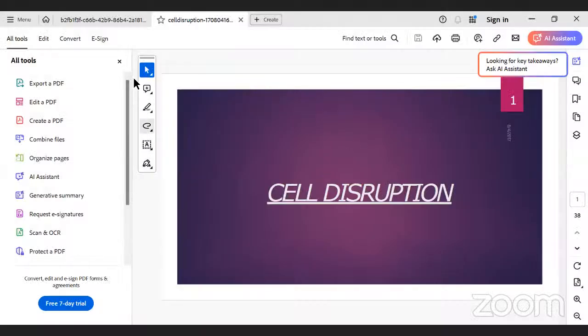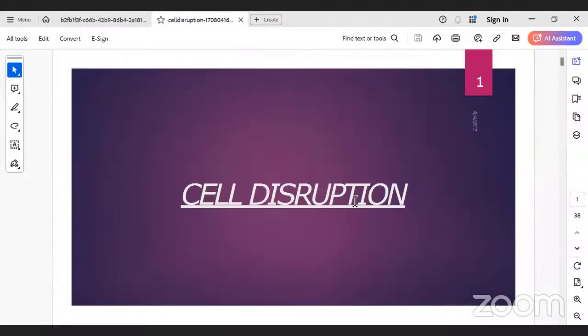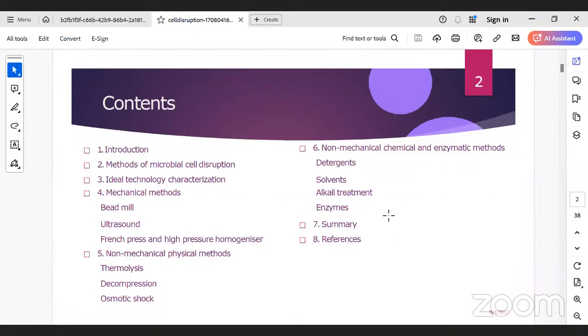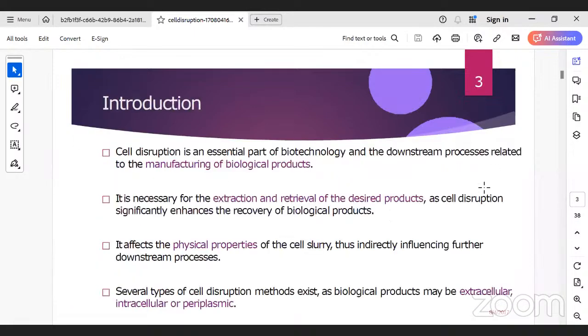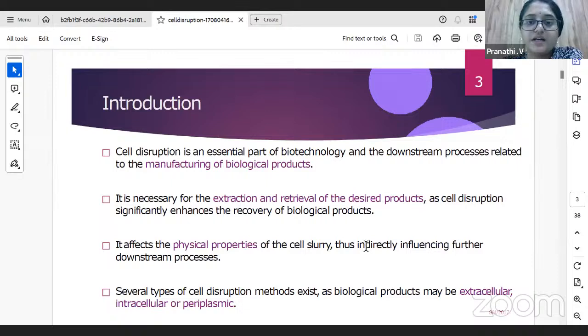So before we start with cell fractionation, we need to know cell disruption as such. We will talk about cell fractionation, but before that, we will start with cell disruption methods. What exactly is cell disruption?